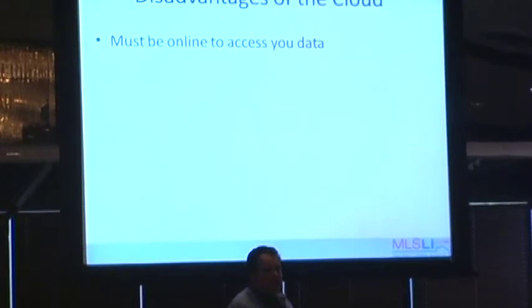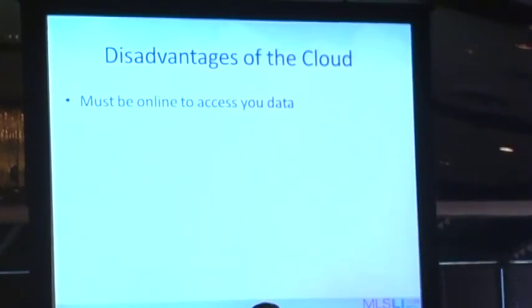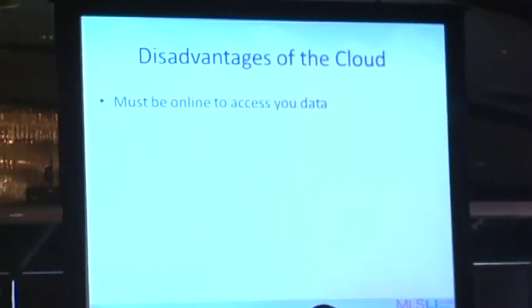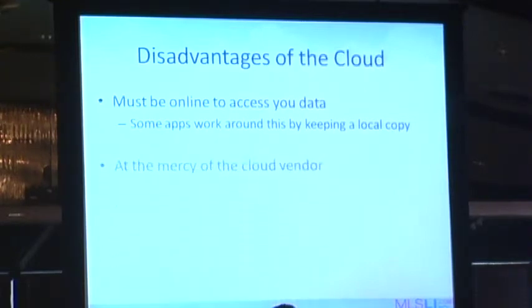It's not all great with the cloud. There are some things. The big thing right now is you must be online to access your data. If you don't have internet access, you can't access it. There are workarounds right now. Google Docs uses a thing called Google Gears. Dropbox keeps a local version on your PC. They are working around it, but it is something to consider.